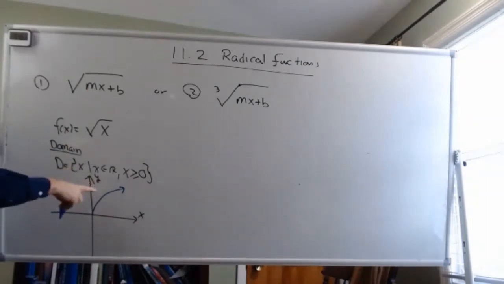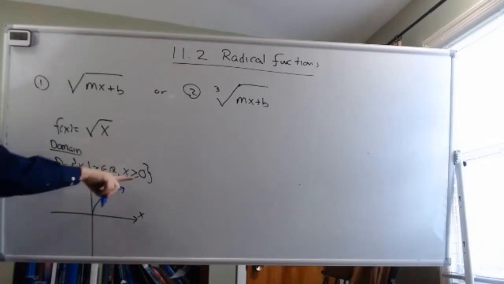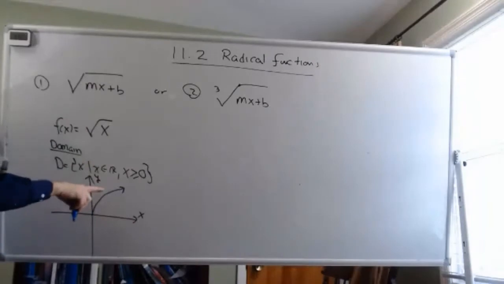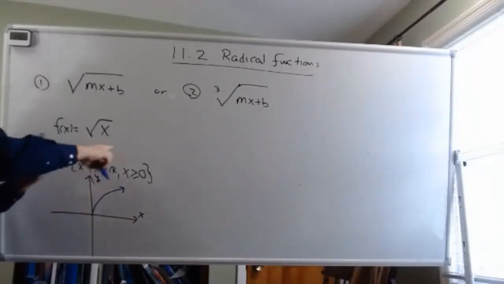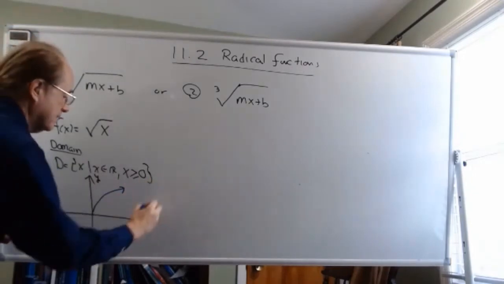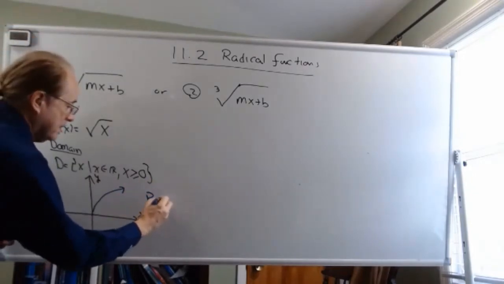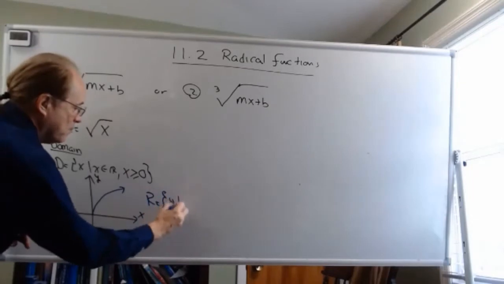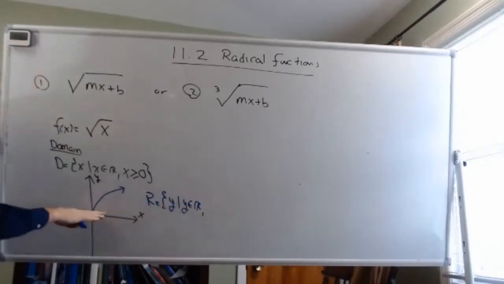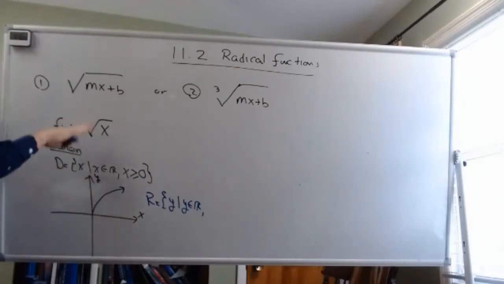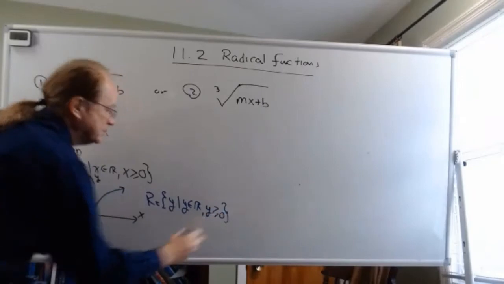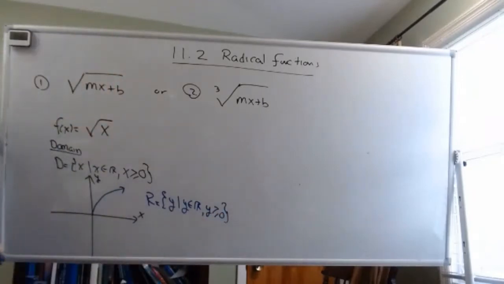Now, what is the range of this? Well, it seems to be going upward, and it looks like it might settle down to something, but it doesn't. The range of this function is the set of all elements y, such that y is any real, but y can go from 0 to infinity. So y is simply greater than or equal to 0. And that's the range of that function.